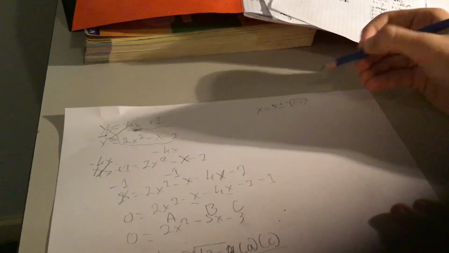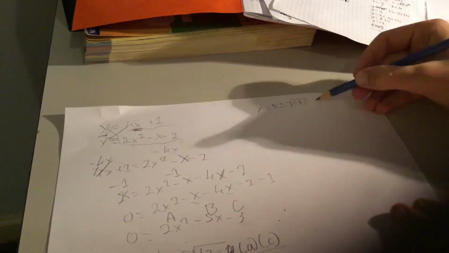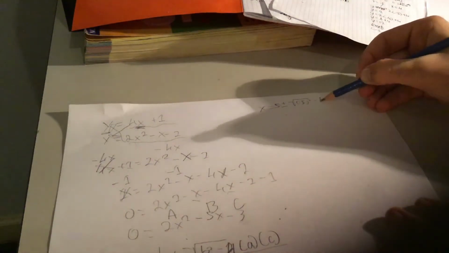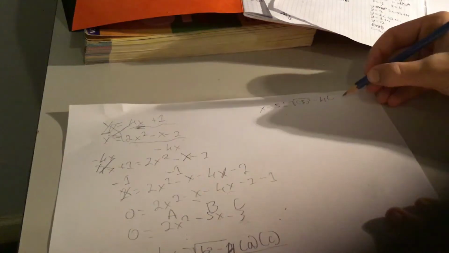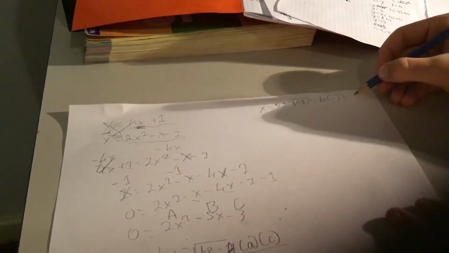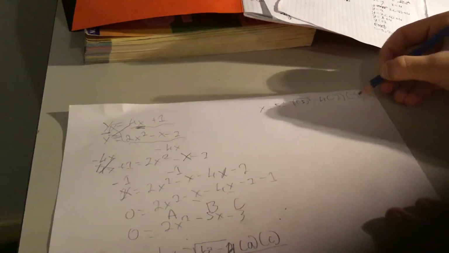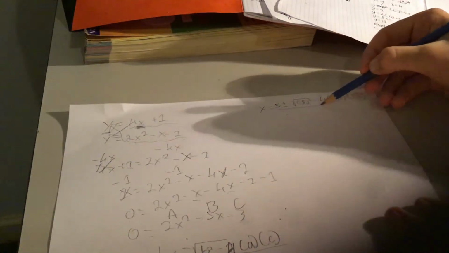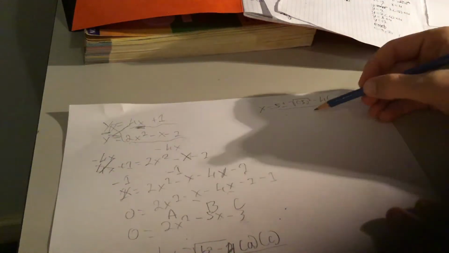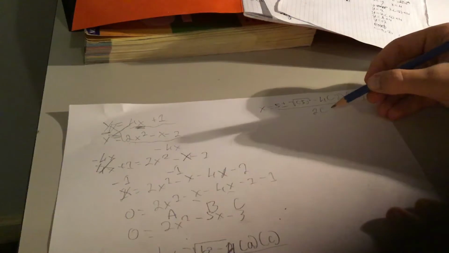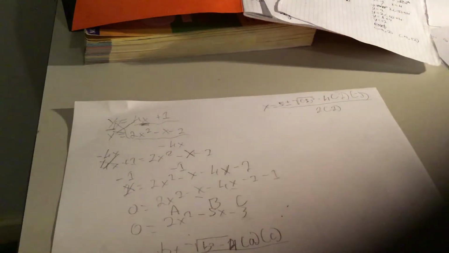negative 5 squared. That's a little difficult to see. Minus 4 times a, which is 2, times c, which is negative 3, over 2 times a, which is 2. So that's what we've got.